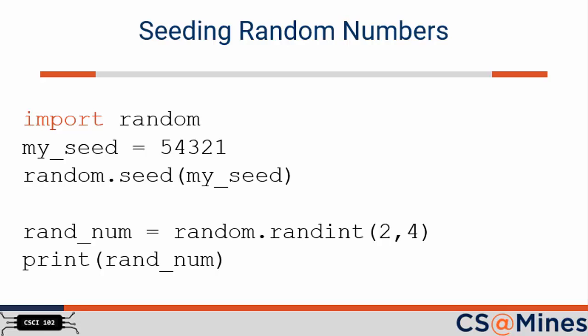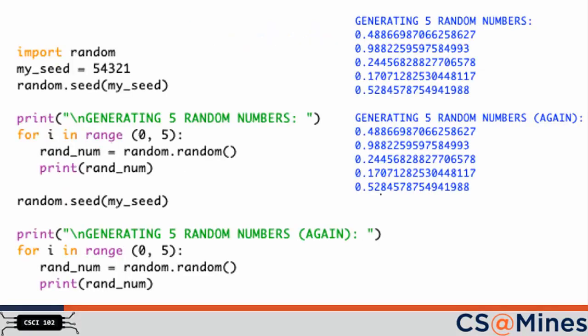Notice the seed function called in this code. With a seed of 54,321 and the pseudo-random generator function used currently in IDLE, this code will print 3 each time it is executed. To extend the previous example, check out the output of this code.